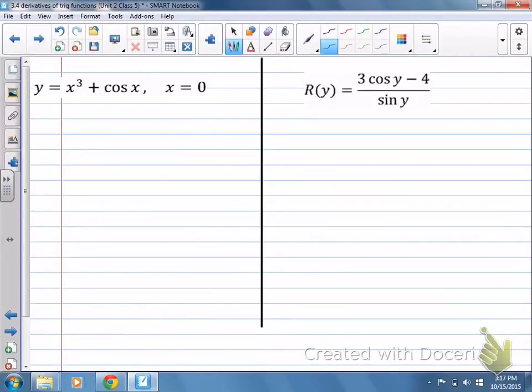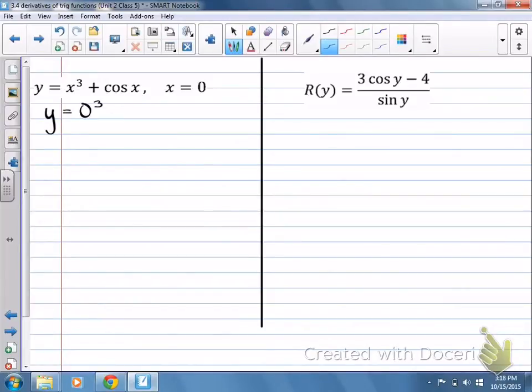This is the video to go over the homework from Unit 2, Class 5 on derivatives of trig functions. So the first problem is asking you to find the tangent line of the equation x cubed plus cosine of x at x equals 0. So I know that I'm going to need the y coordinate of this at that point. So I'm going to find that now.